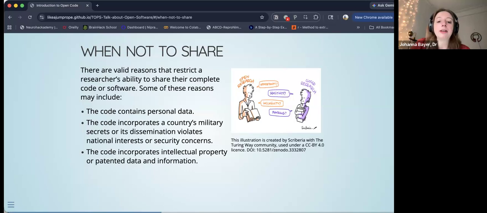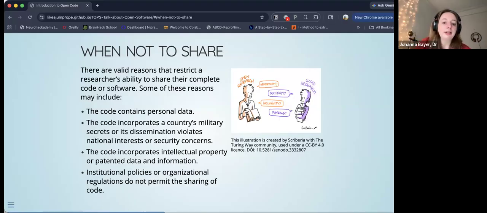Another reason is that the code incorporates intellectual property or patent data and information. So if you have a patent on whatever you've produced, you also shouldn't share it before the patent is through. And there might be institutional policies or organizational regulations that do not permit the sharing of the code. For example, I often use data from consortia where you need a specific data usage agreement. And if you've signed that, you can at least not share the data. You might be able to share the code, but that's another reason that restricts you.